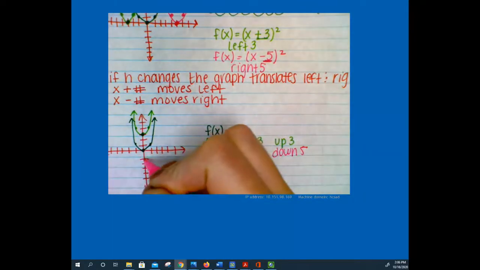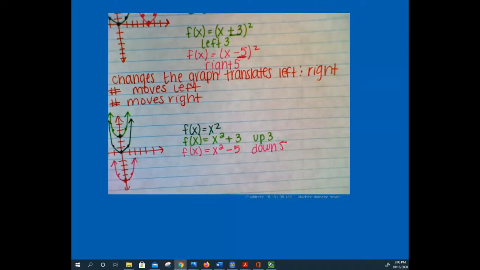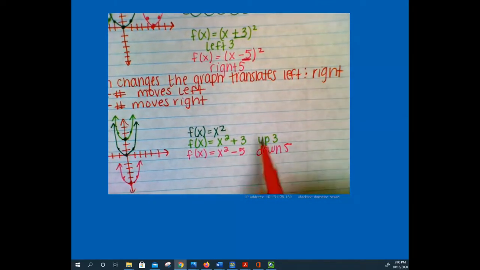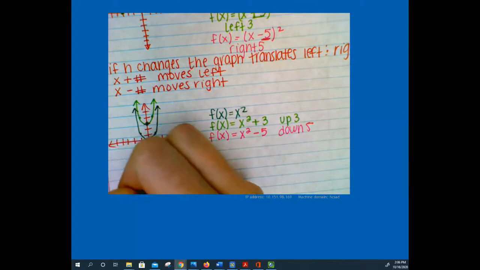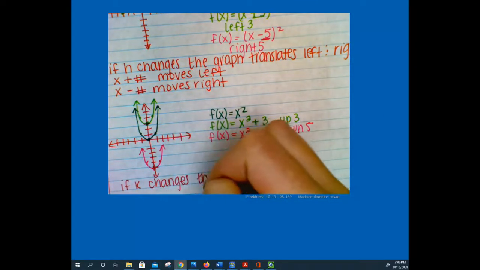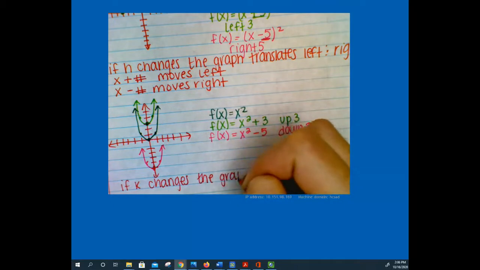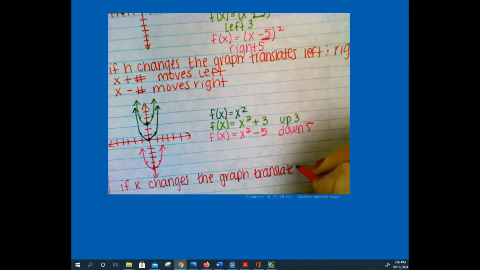So we'll go down 1, 2, 3, 4, 5. And it looks like this. So this that we're changing, the 3 and the 5, was actually the k. So if k changes, the graph translates or shifts up and down.